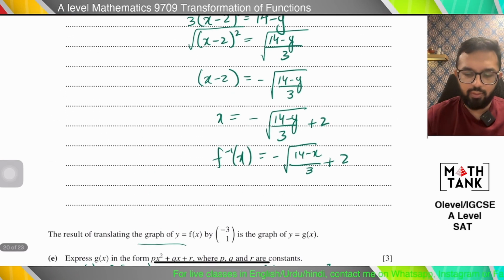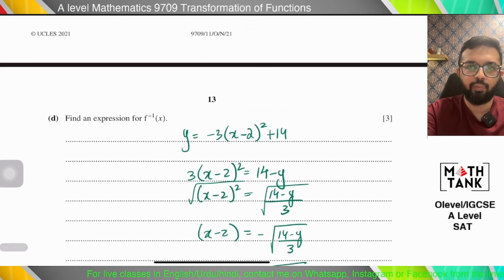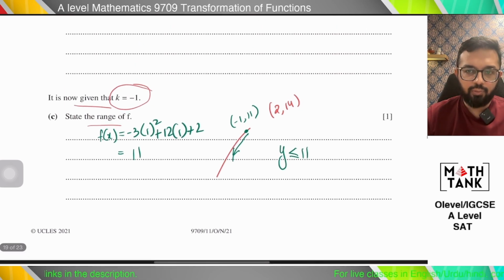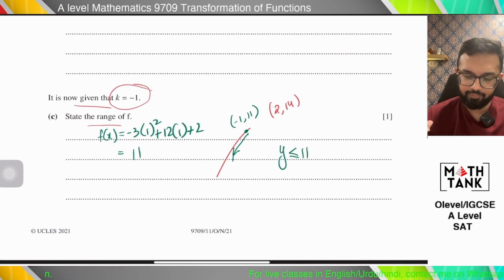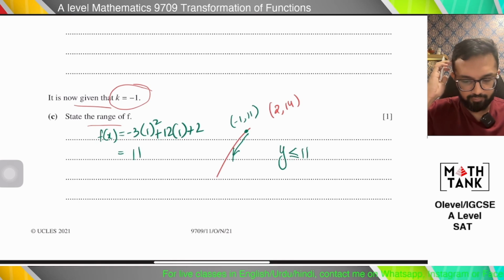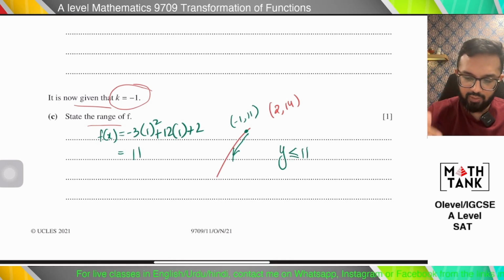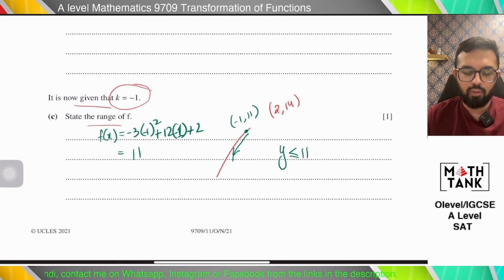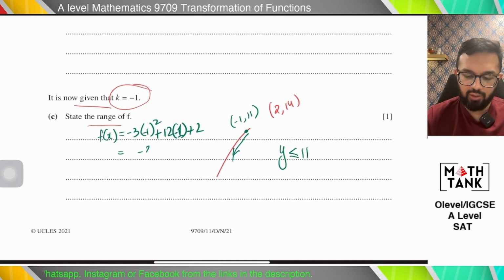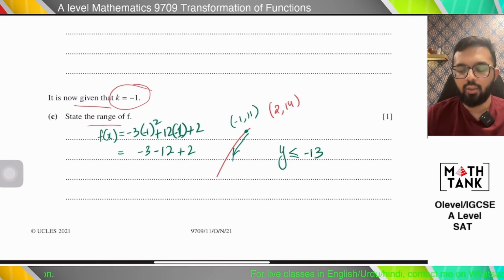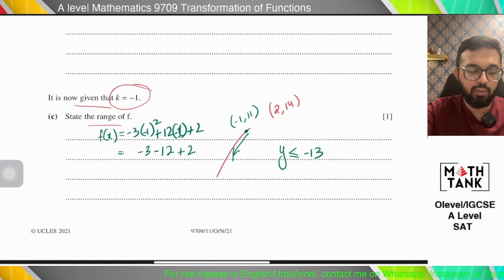I think I might have gotten that number wrong. Okay, let me check if I have the calculations wrong. Yes, I have the calculations wrong. Minus 3 minus 12 plus 2, so that's minus 13. Okay, the rest of it is fine.